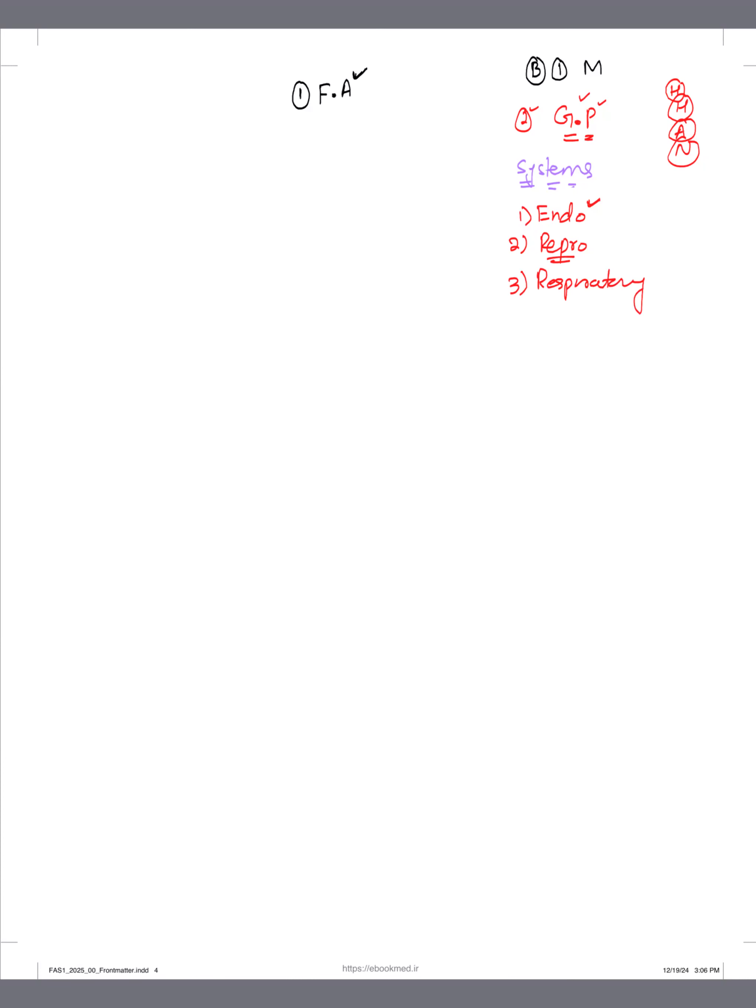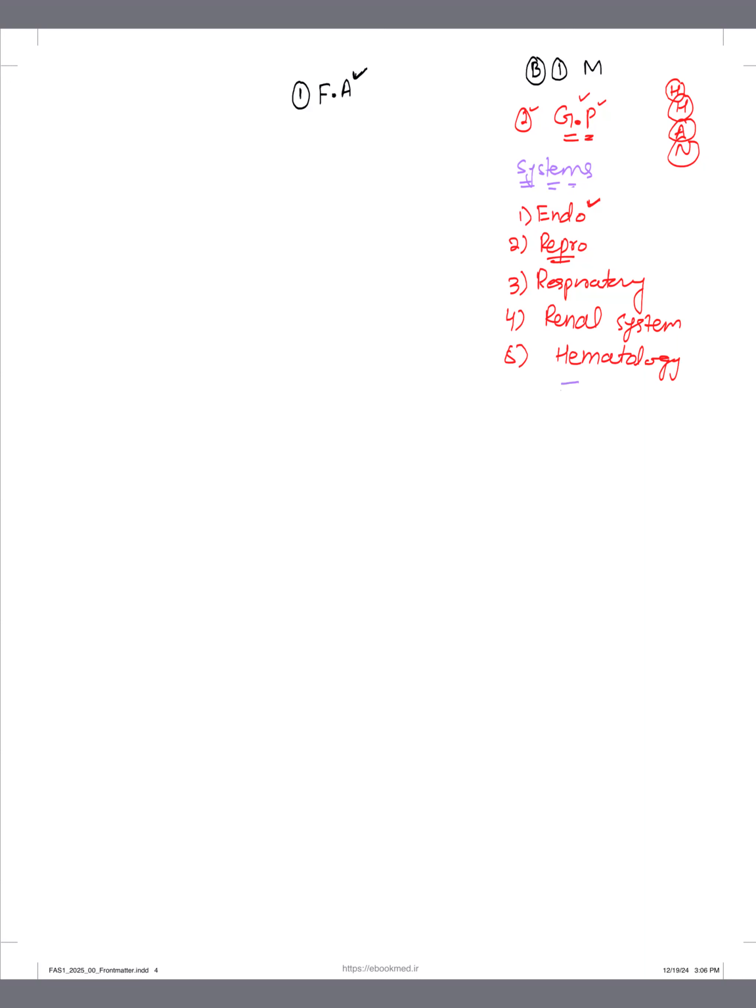It will not give you a hard time and you will not get bored. So try to start from the small systems. After respiratory, you can start the renal system. This is the fourth system, and after the renal system you should start hematology. These are the small systems from which you can initiate.